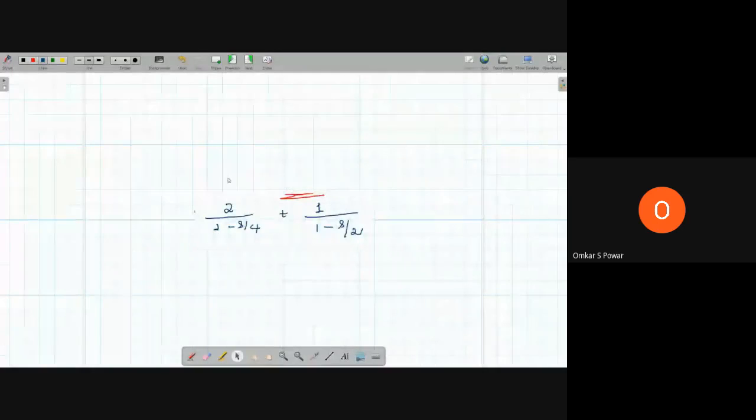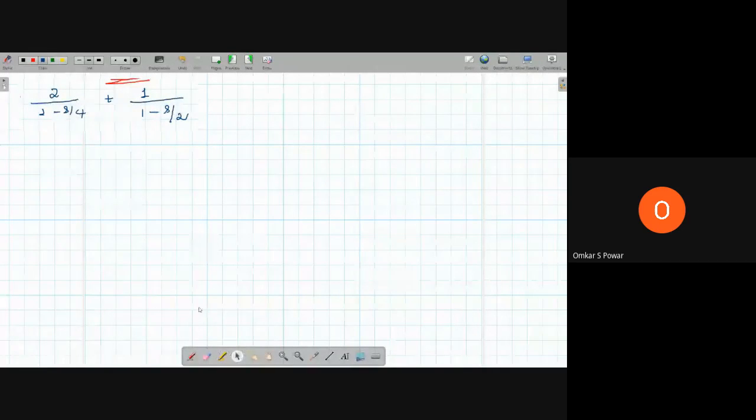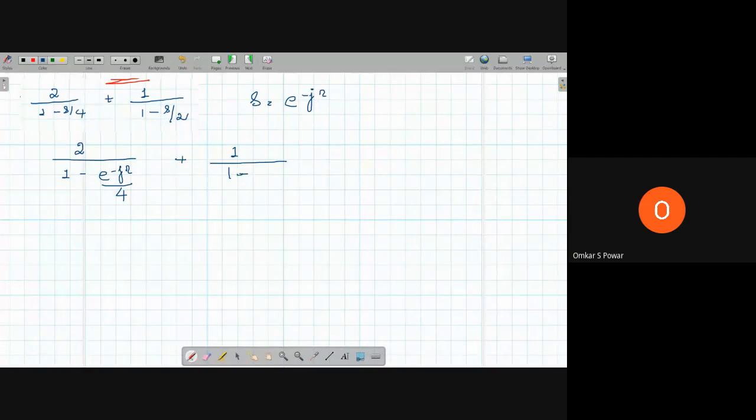So what we have got here: 2 by (1 minus s by 4) plus 1 by (1 minus s by 2). We have s equal to e power minus j omega, so let us substitute that. We have 2 divided by (1 minus e power minus j omega by 4) plus 1 divided by (1 minus e power minus j omega by 2). We know that, so we have solved this one.